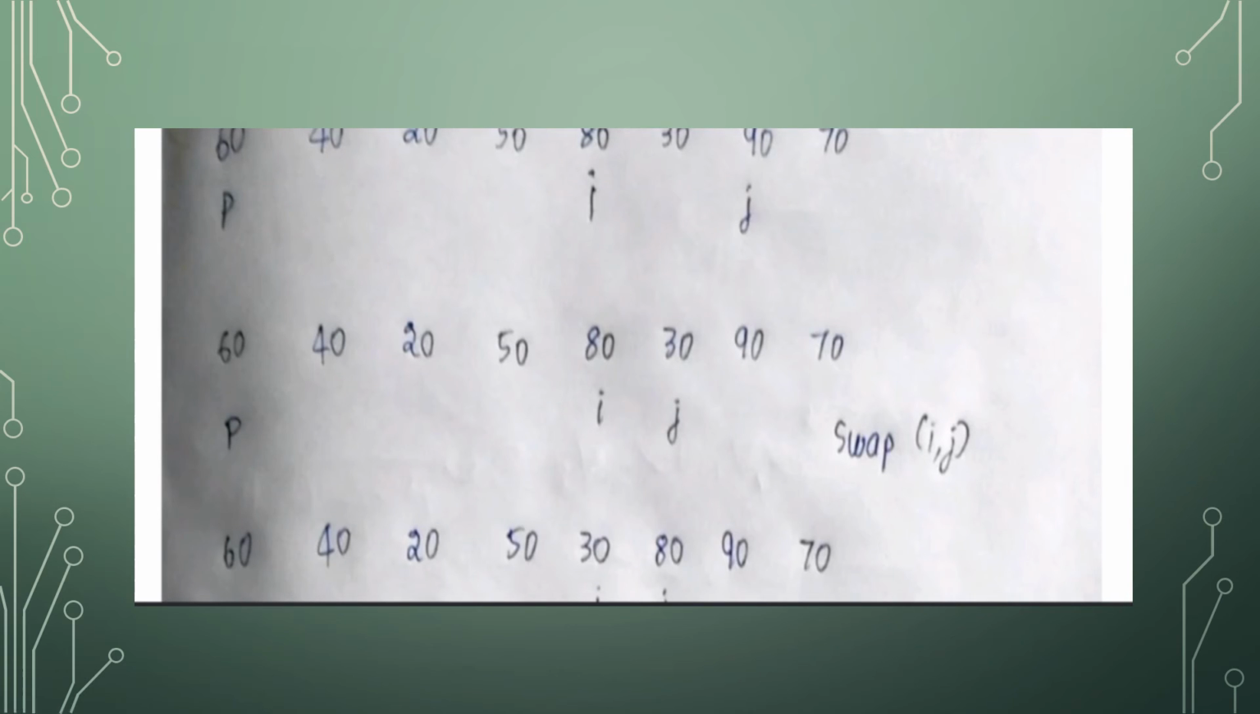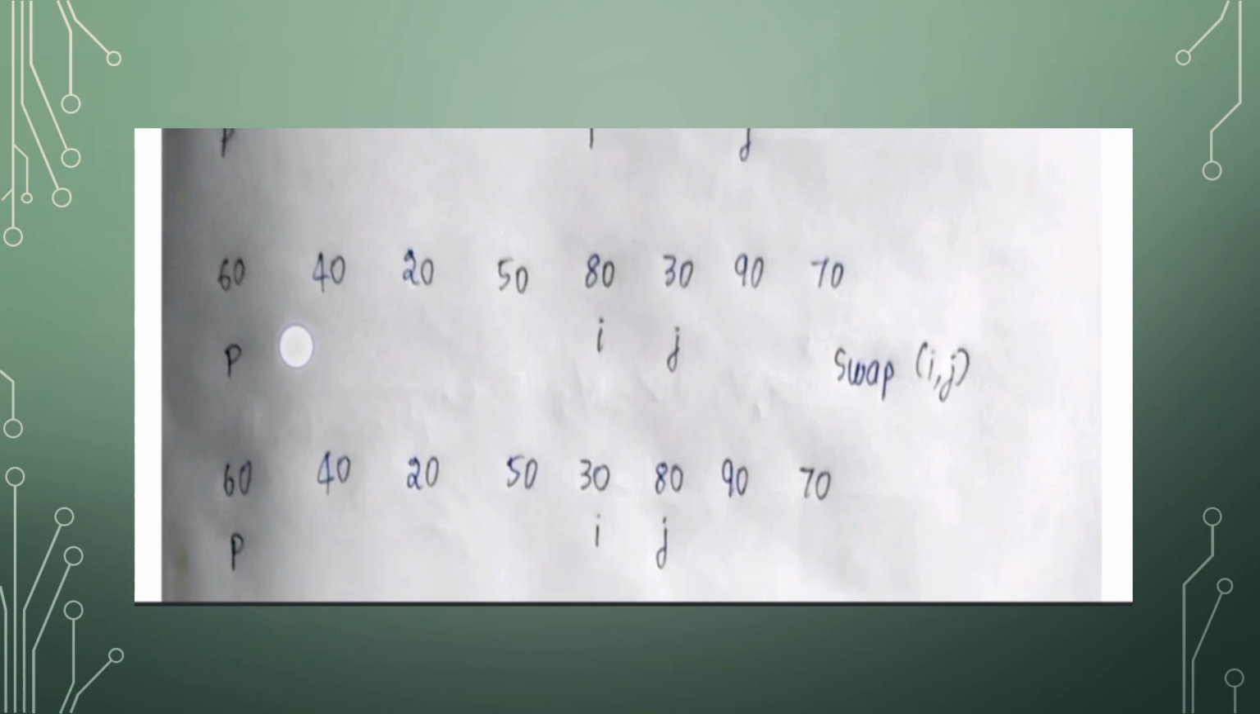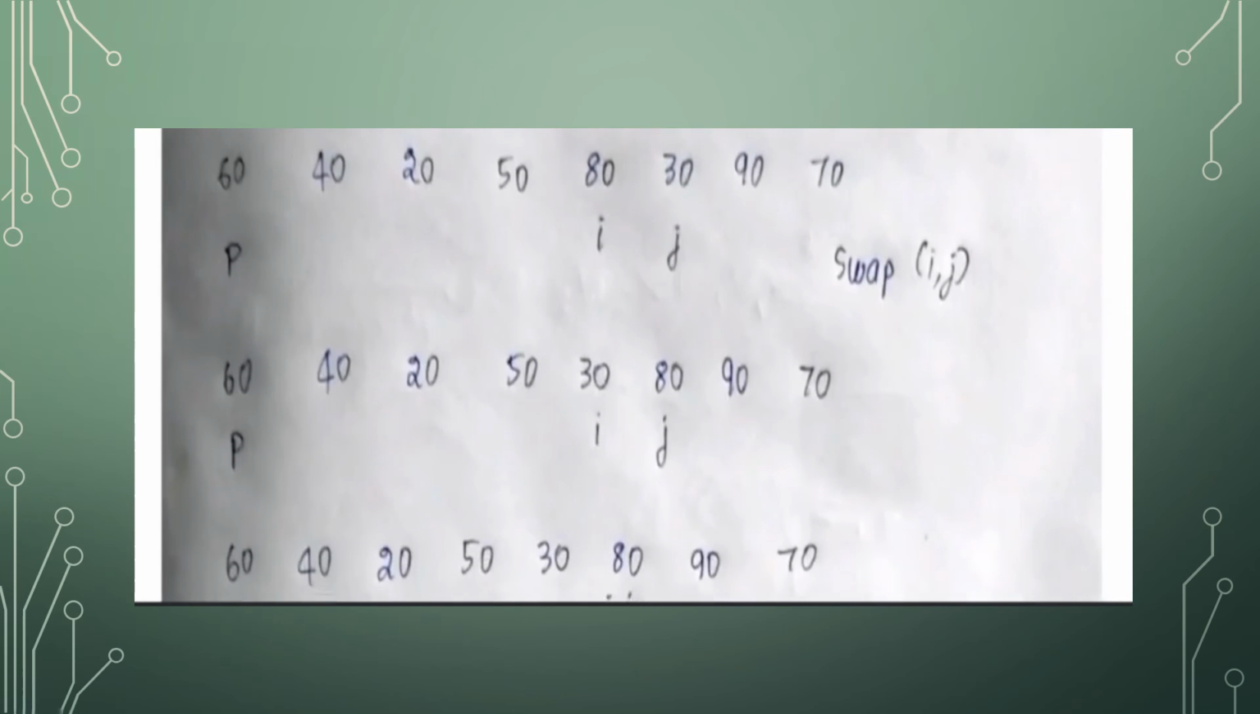So we increment the i value. Now the ith value is 80. Again the condition validates for i. Now we decrement the jth value. Now the value of j is 30. Both i and j values validate, so we swap the i and j values. Now the values of i and j are 30 and 80.